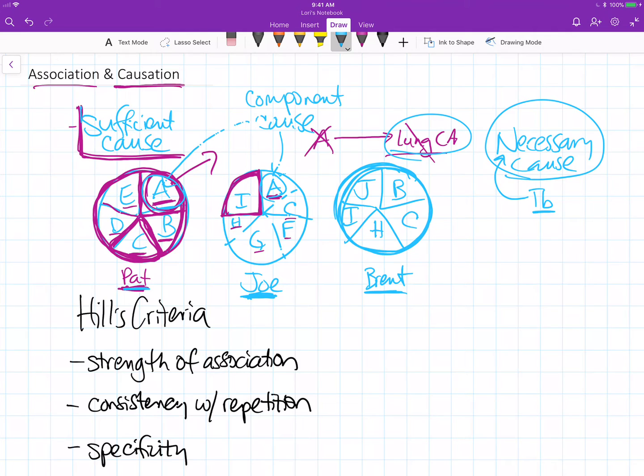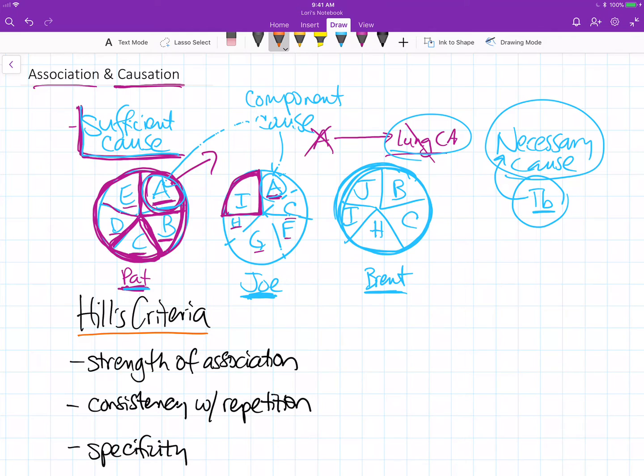Sufficient cause means that that particular collection was sufficient. TB all by itself may not be sufficient to cause every single person who is exposed to come down with active tuberculosis. So that brings us to the next set of ideas, which is Hill's criteria.